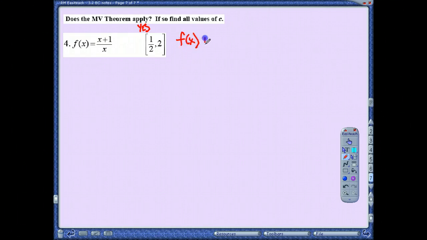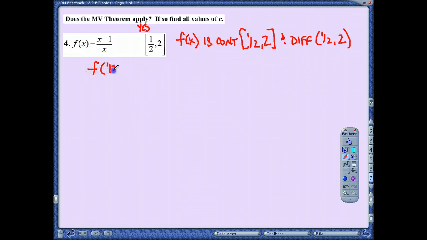F of x is continuous on the closed interval. Think about how good you'll be after we do so many of these. And differentiable on the open interval. So mean value does apply. That's what the yes means. You've got to show it so they know you know it. This is the show me state after all. Now that we know it does apply, we'll have to find our f of A and our f of B and our derivative.